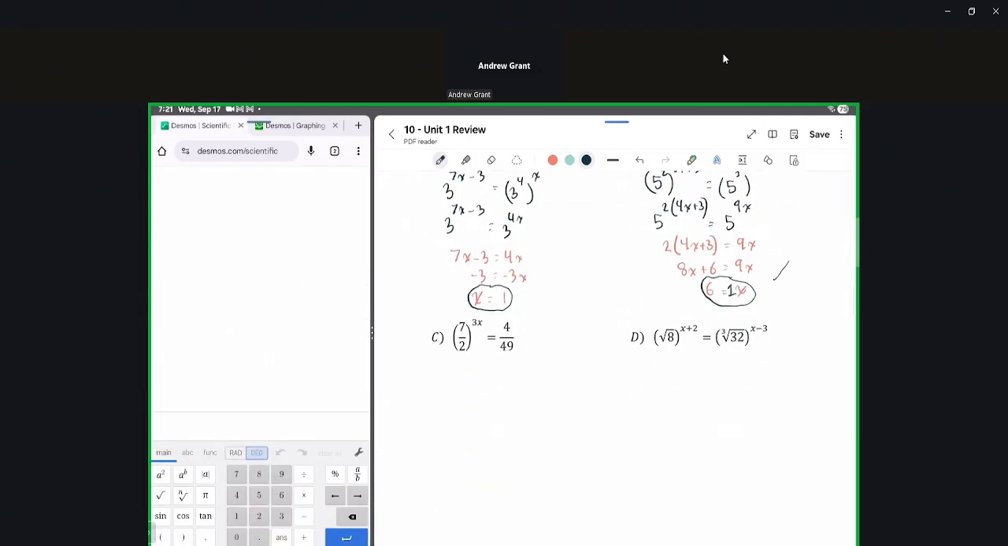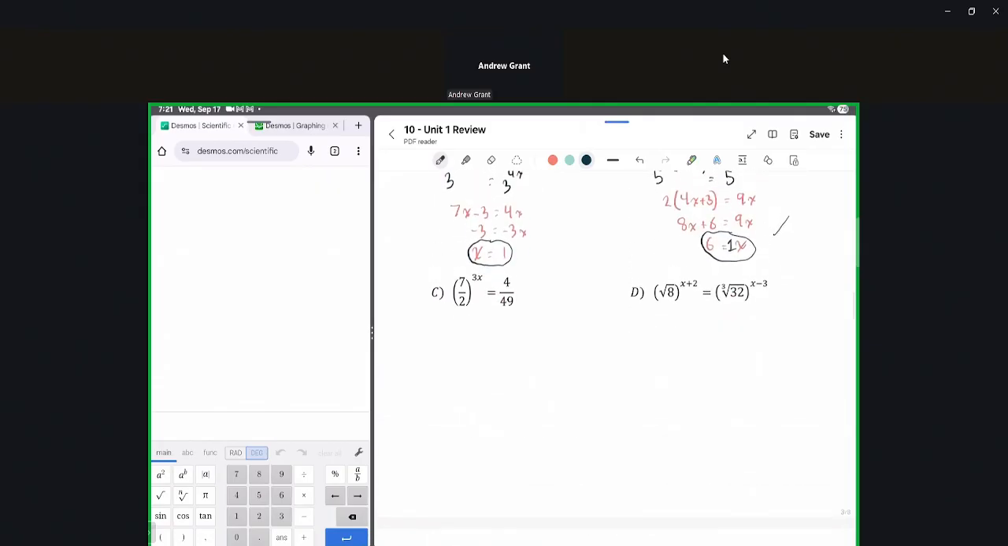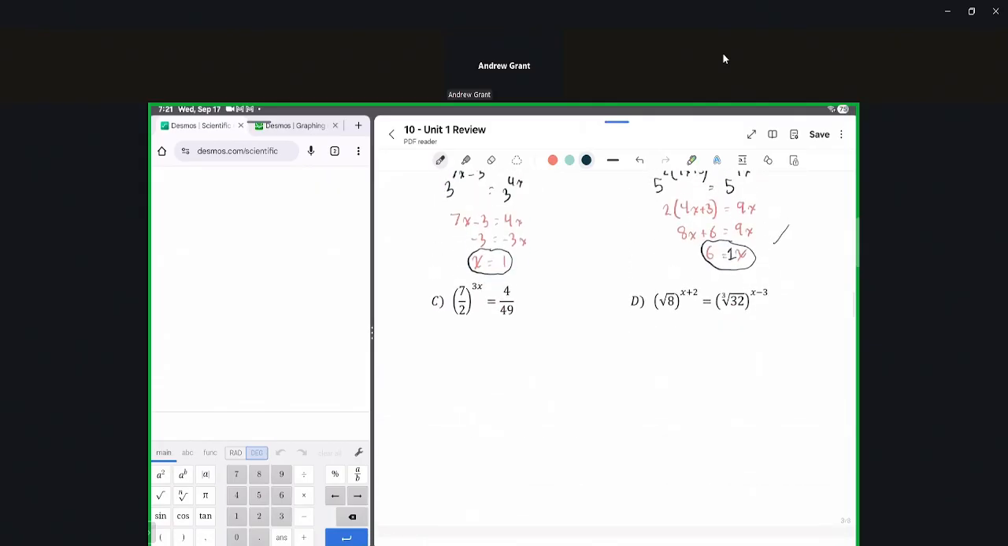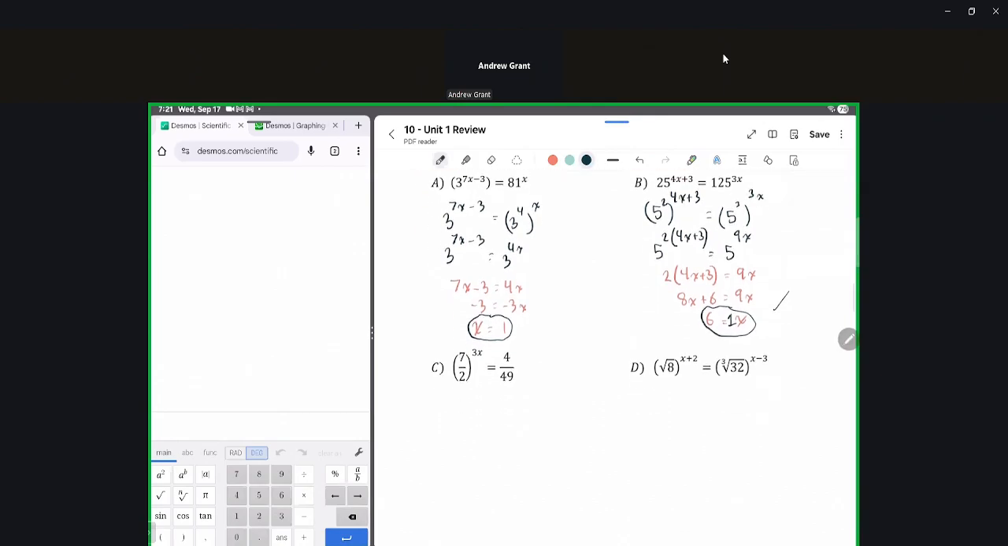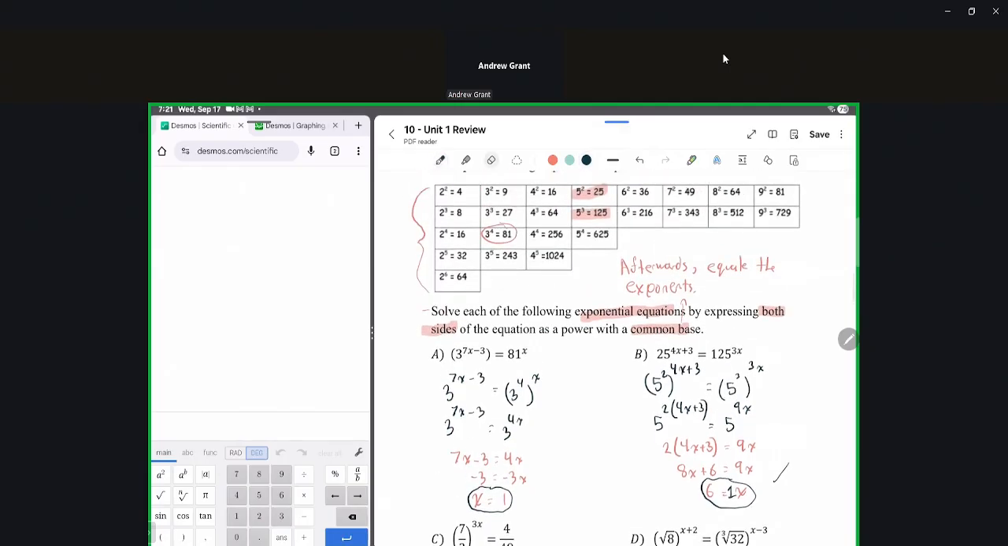Okay, letter C, we have here 7 over 2 to the power of 3x is equal to 4 over 49. And so the way to do this is to note that we can see that we've got a 7 and a 49, and we've got a 2 and a 4. So that's already a little bit of a hint that we should be finding a common base of some kind, namely that 2 to the power of 2 is equal to 4, and 7 to the power of 2 is equal to 49.